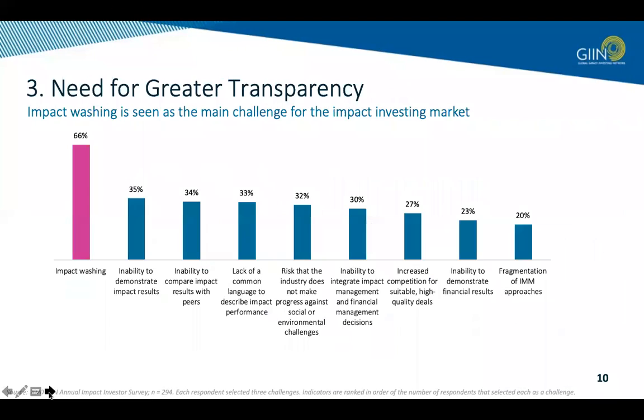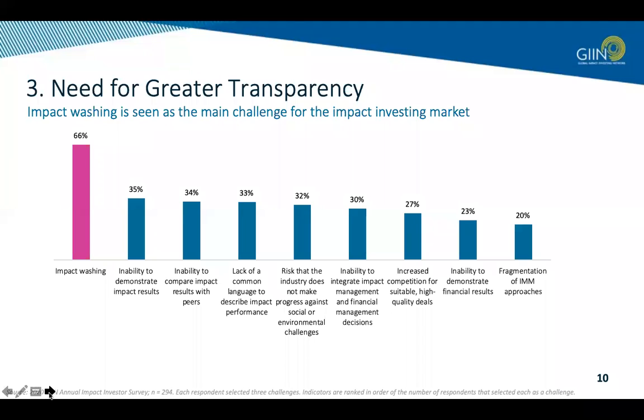Now, the third way that I mentioned that we are driving towards is greater transparency. And this is something that remains a challenge. What you see here are the results from the 2020 Impact Investor survey that the GIIN conducts every year. And we see that impact washing is seen as the number one challenge by respondents when it comes to the growth of the market.